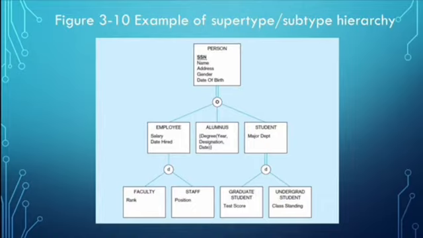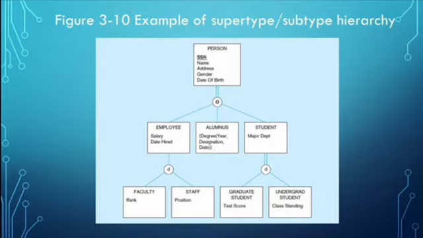As shown in the figure, a person might belong to more than one subtype, such as alumni and employee. So the overlap rule is used. Attributes that apply specifically to each subtype are shown in the figure. Each employee has a value for date hired and salary, and student has major and department attributes.